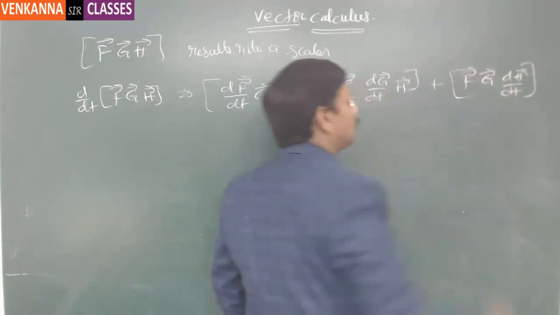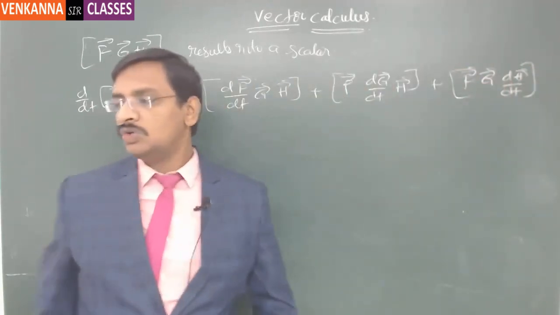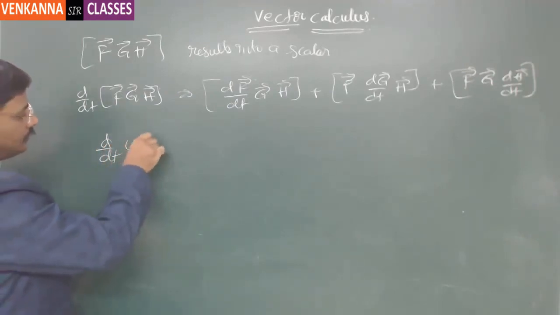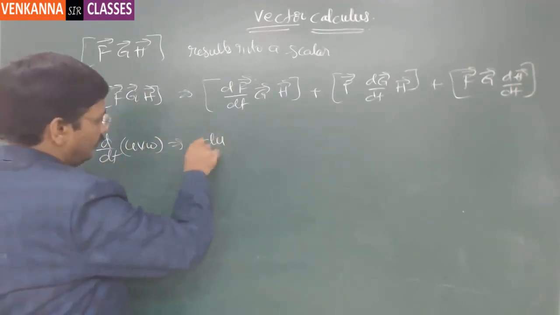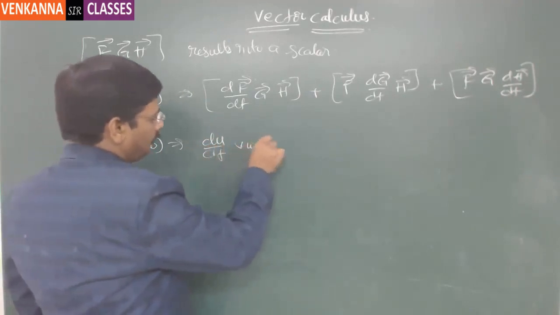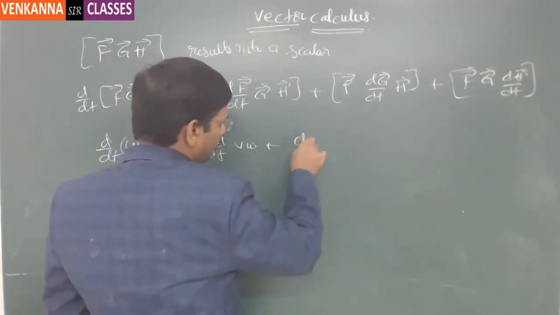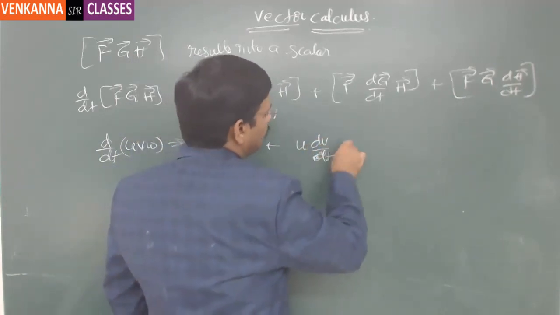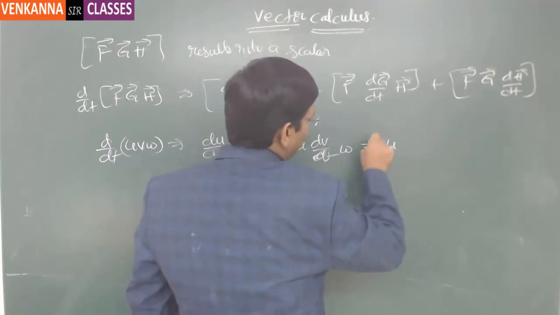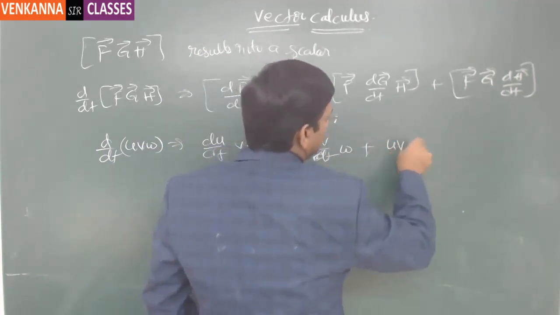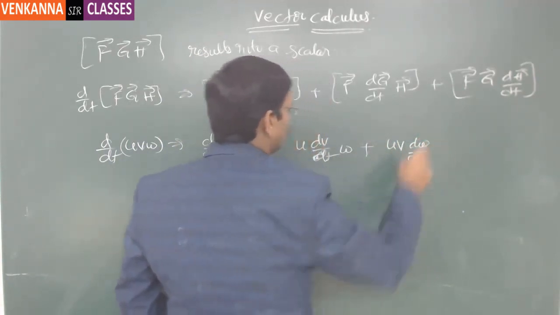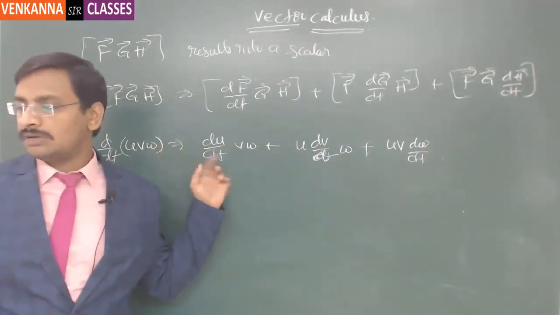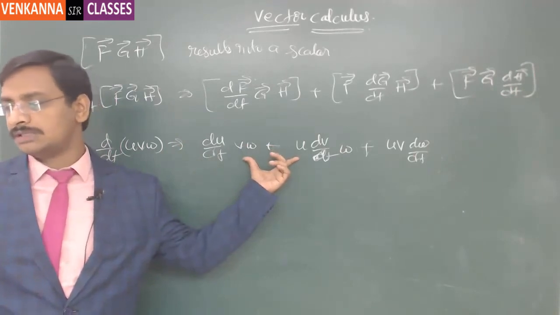So this is how you have to apply the principle of UVW, wherein d by dt of UVW is equal to du by dt times VW, plus U times dv by dt times W, plus UV times dw by dt. This is the product rule for three different functions in the product principle of calculus differentiation.